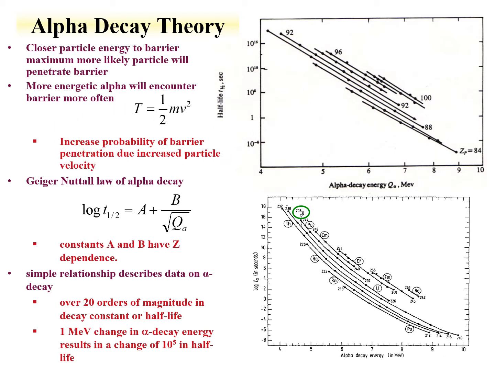Now, one theory called the Geiger-Nuttall Law of alpha decay, and here are two examples of it. It's fundamentally the same figures, just plotted a little bit differently. And we see that there's definitely a relationship, and this is a log-log type relationship, where the log of the half-life is equal to two constants, a plus b divided by the square root of the Q value. Now, the constants a and b are going to be dependent upon the Z dependence.